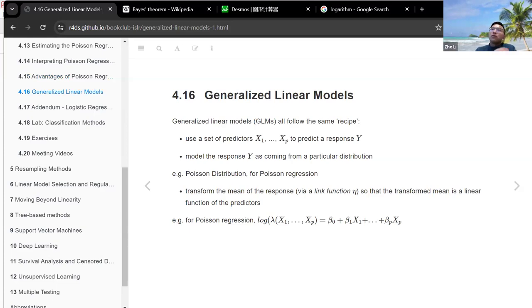So the overall method of our GLM is that we have to use some recipe here. For example, we set a set of predictors to predict the response, and model the response as a particular distribution, in this case a Poisson distribution, but we can model it with other distributions. And then we transform our predictor function via a link function to get our model as a generalized linear model. So here is an overview of the GLM.